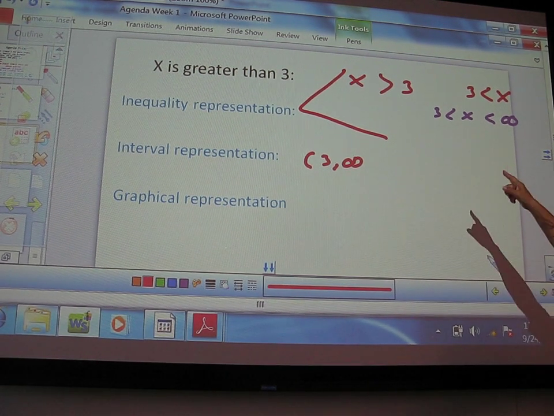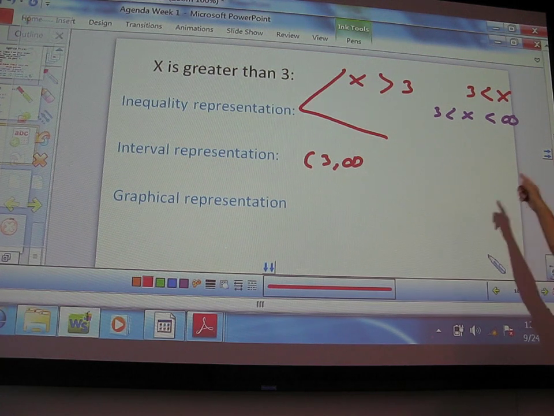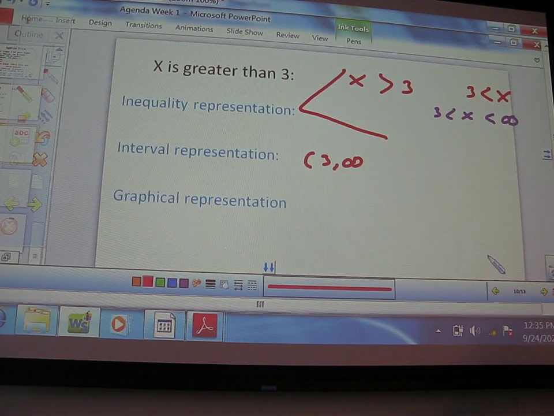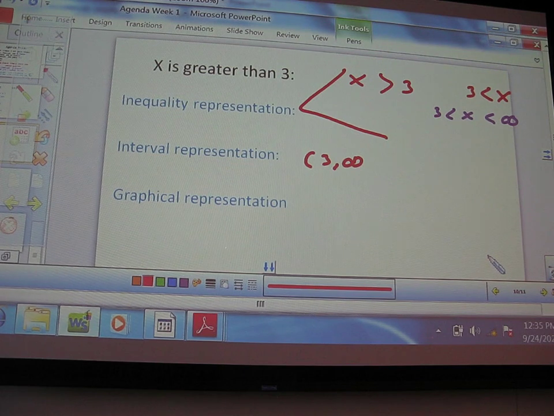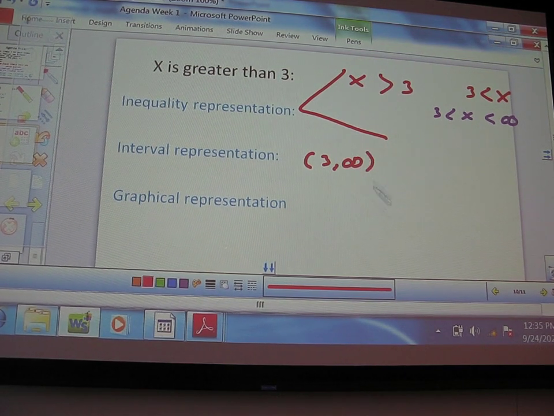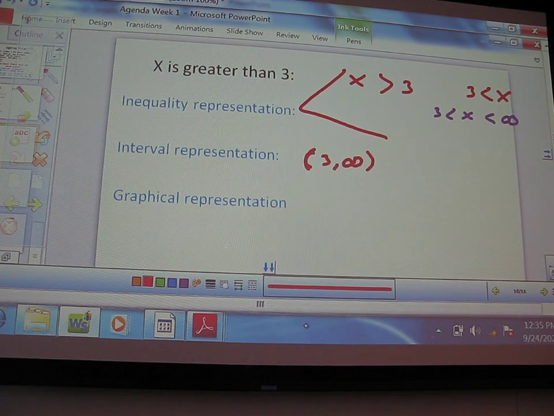You can write it X is greater than 3, 3 is less than X, or X is between 3 and infinity. All of those are good. Oh, except I forgot my parentheses around the interval notation. It can never, ever equal infinity, so there's a rounded bracket there.